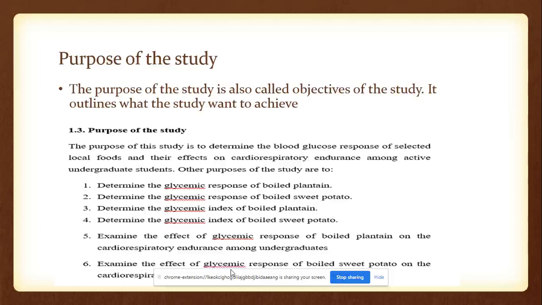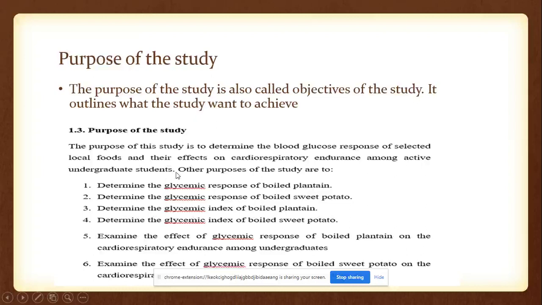What is the purpose of the study? The purpose of the study is also called the objective of the study. For every research that you want to do, you must have an objective for why you want to do it, and you must state the objective. So this is a typical example of how to write the purpose of the study. You can see here, the author said the purpose of this study is to determine the blood glucose response of selected local foods and their effects on cardiorespiratory endurance among active undergraduate students.